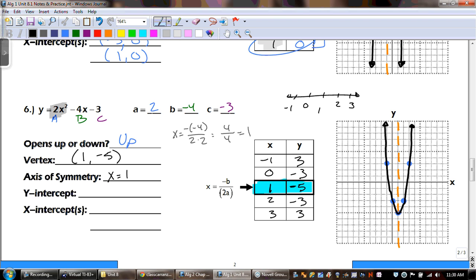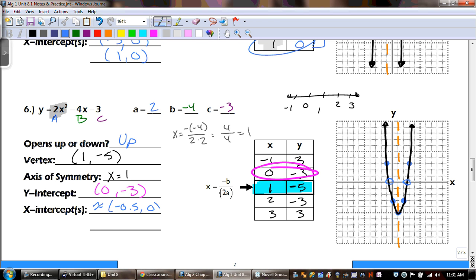And now let's go. What's our y-intercept? Remember, the y-intercept is where x equals 0. So we've got the point 0, -3. And now the next thing is we got to find our x-intercepts, and that's where it crosses the x-axis, and that's going to be kind of hard right here. And it's okay to do approximations, okay?